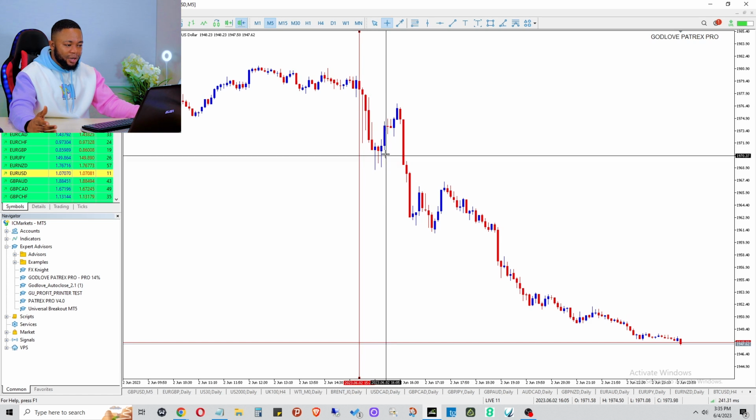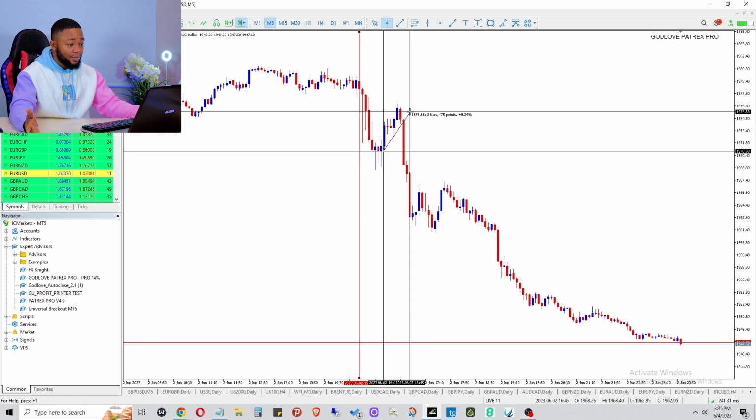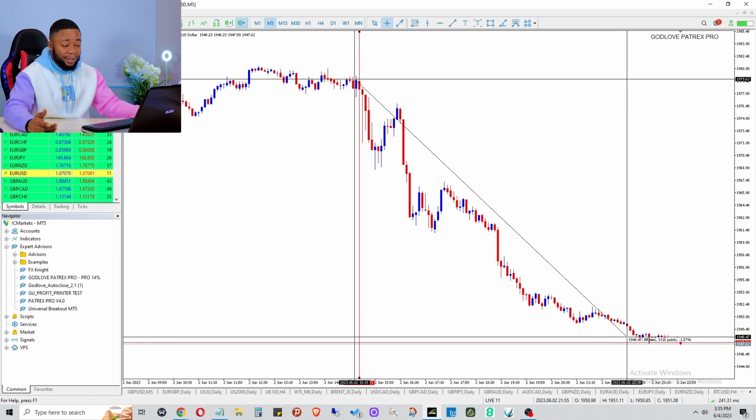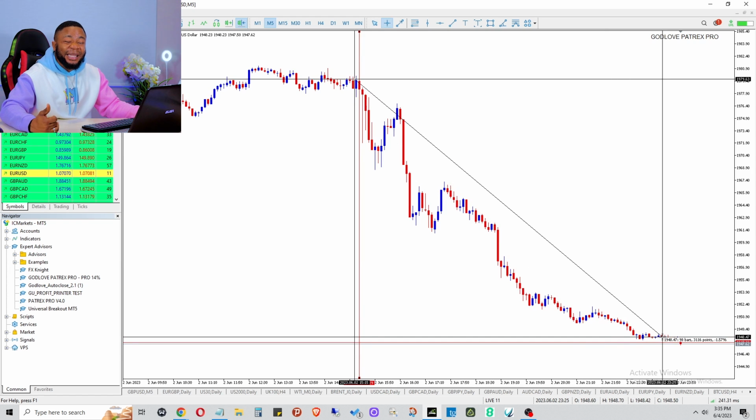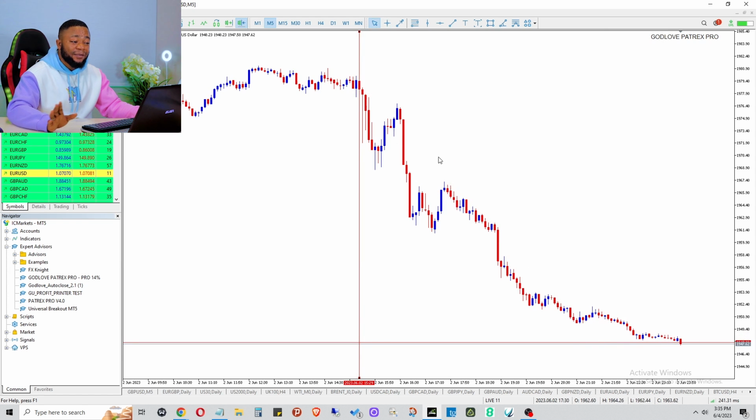But when I got back here, you can see the correction we had was very, very small as opposed to the overall market move. The market moved almost about 300 pips. Remember, this is a 5-minute time frame. The market moved almost about 300 pips, all right? So what am I looking at again?